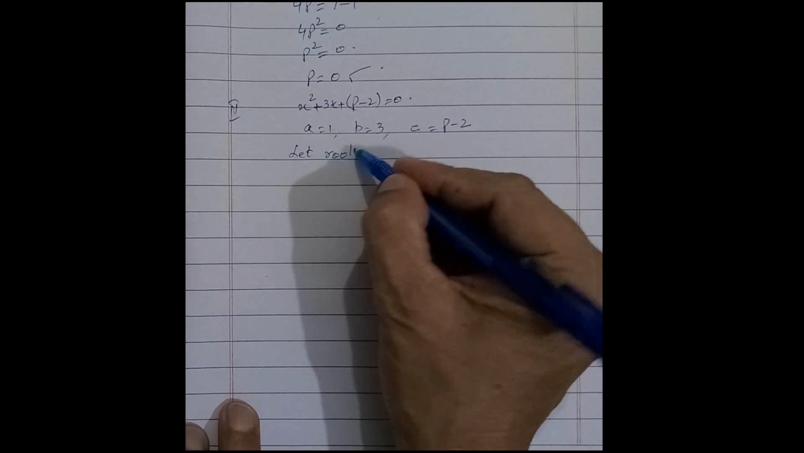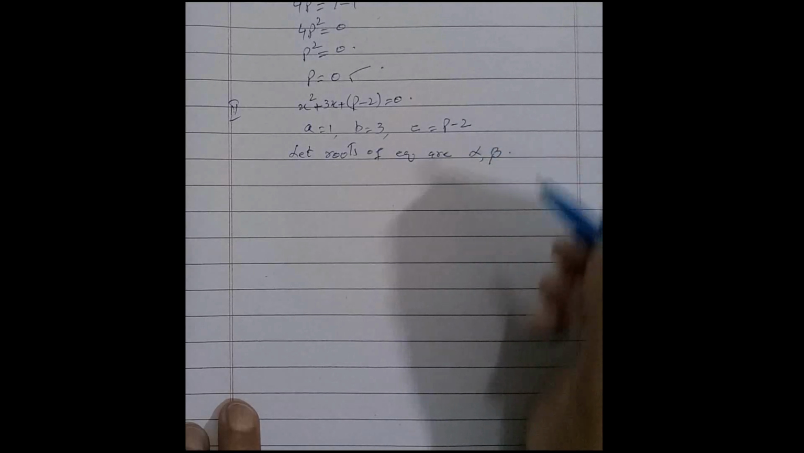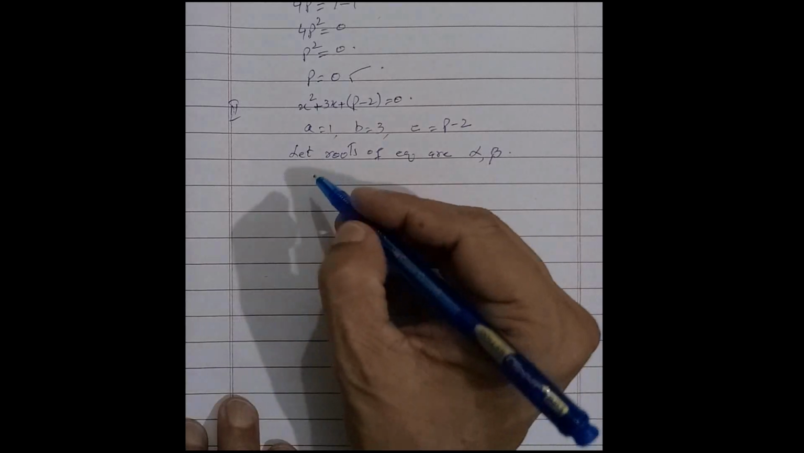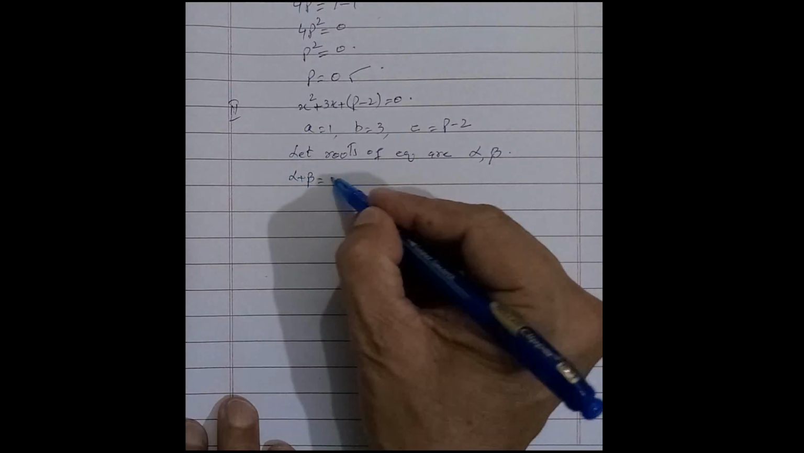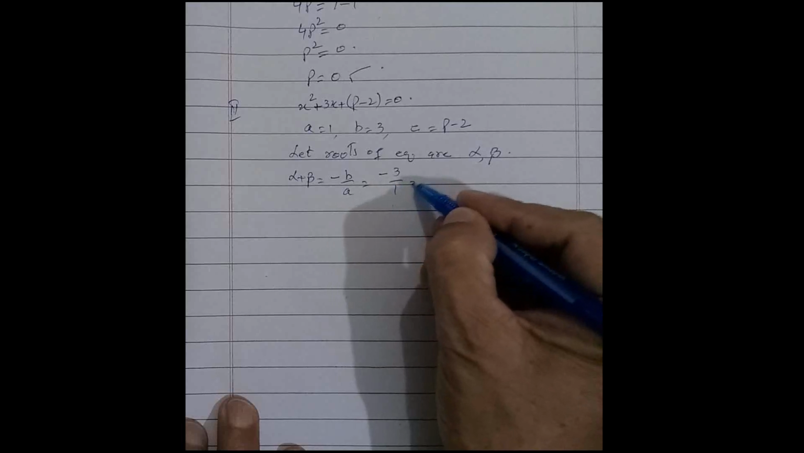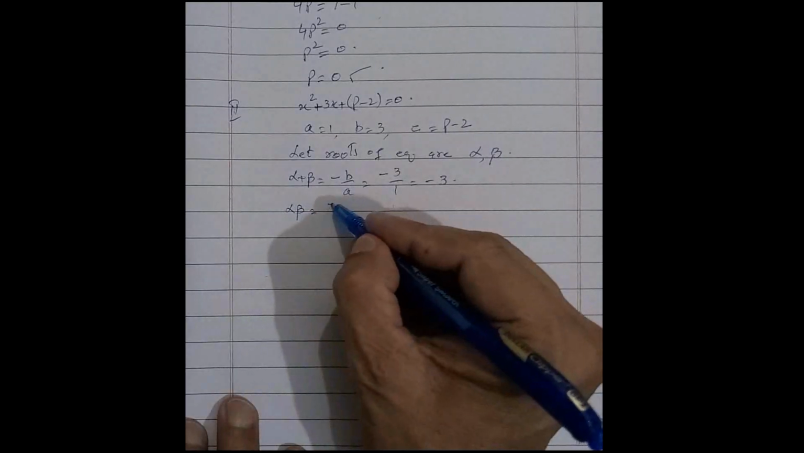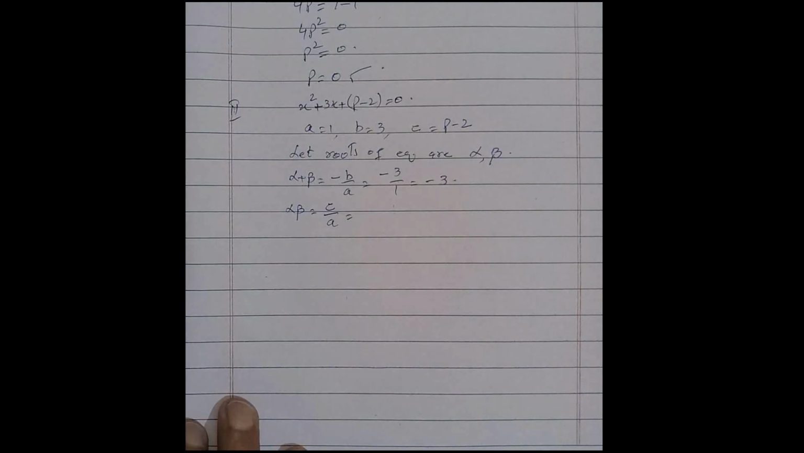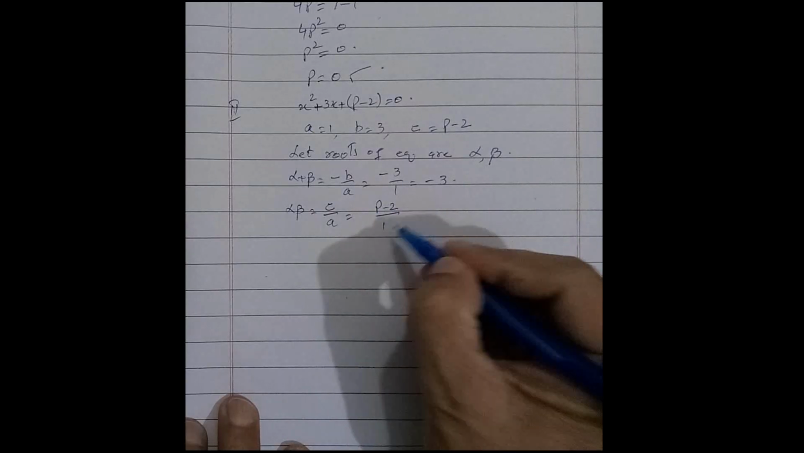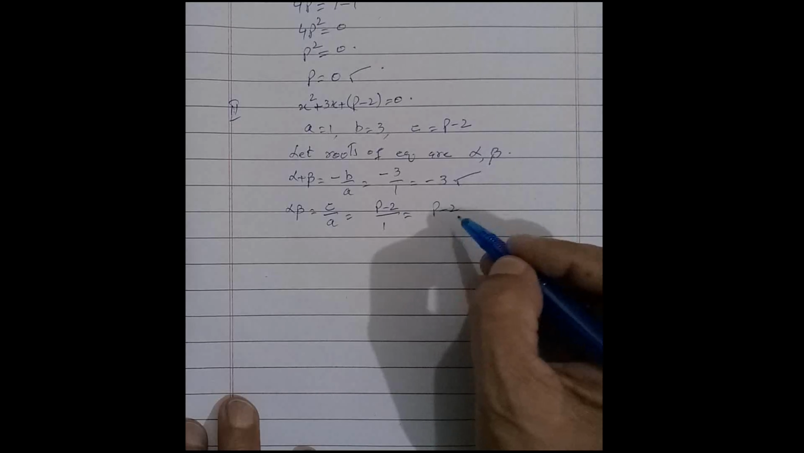And now we take the roots of the equation. Let the roots of the equation be alpha and beta, and so we take the sum and product of the roots. Alpha plus beta is minus b over a. Now put the values of b and a in the equation, we get minus 3 over 1, which is equal to minus 3, and the product alpha beta is c over a. We put the values of c and a, we get c is equal to p minus 2 and a is equal to 1. So the product is p minus 2. Sum of roots is minus 3 and product is p minus 2.